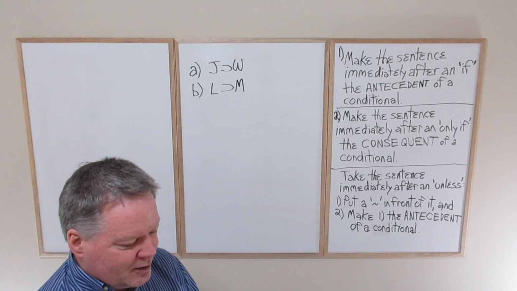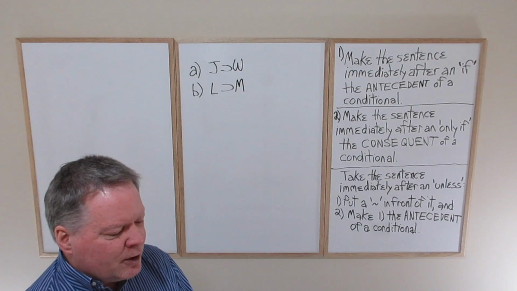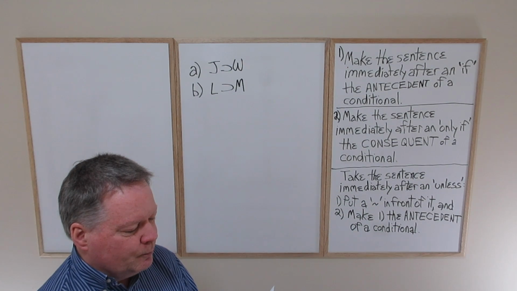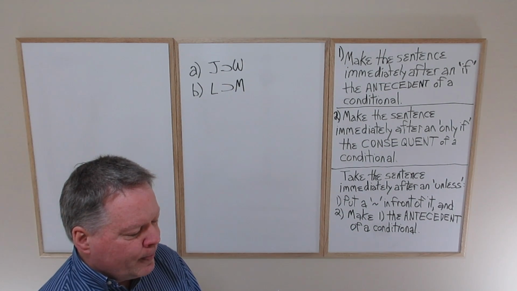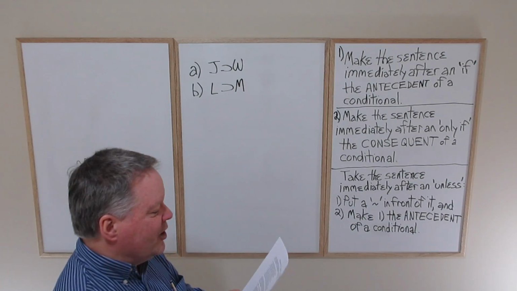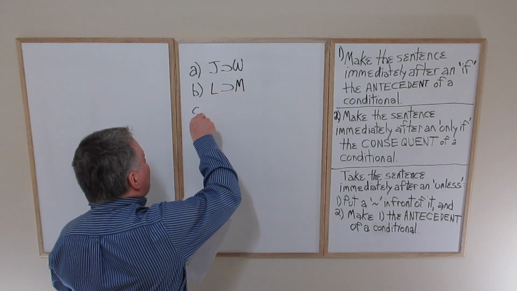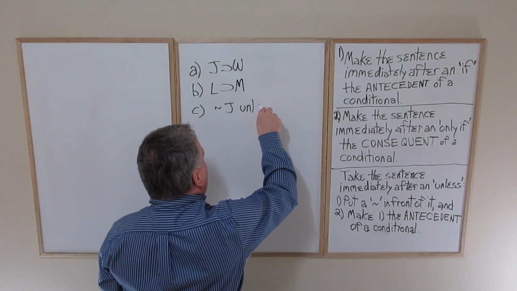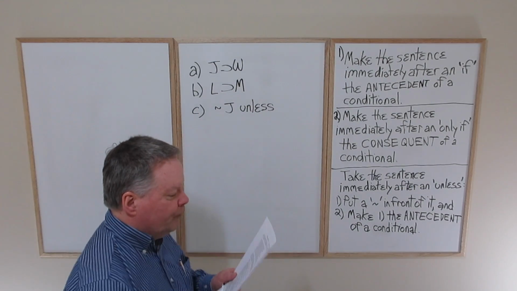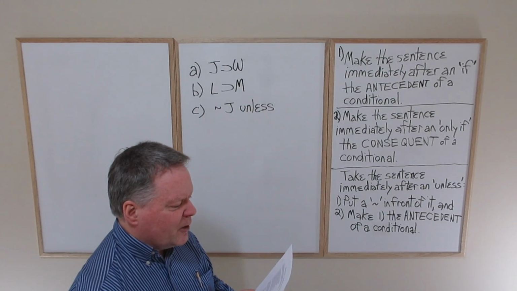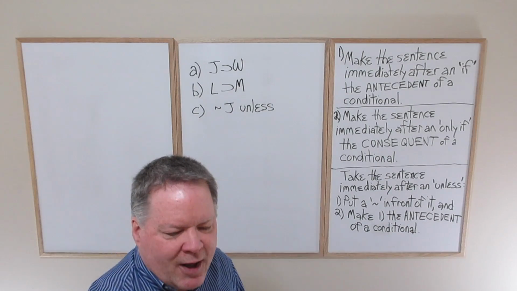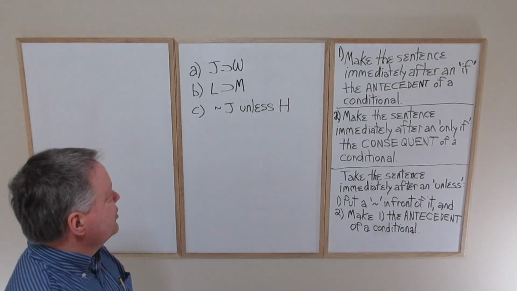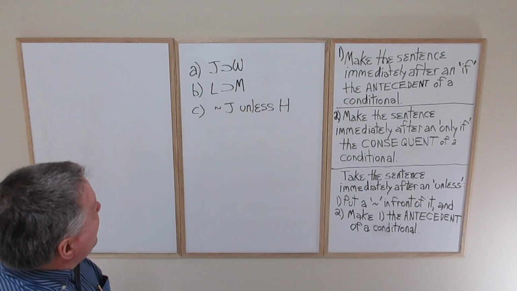We move on to question 3. John will not make supper unless he is very hungry. So, John will make supper is J. So John will not make supper is tilde J. And then we've got this word unless. Then he is very hungry. That is John, so that's H. Tilde J unless H.